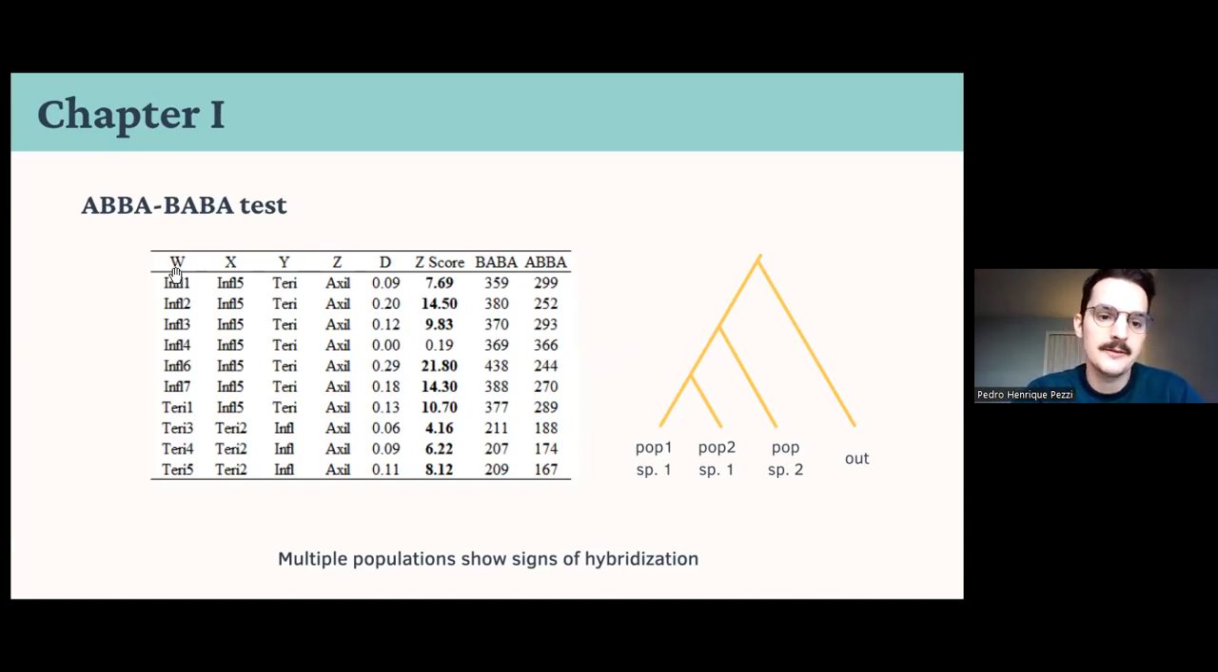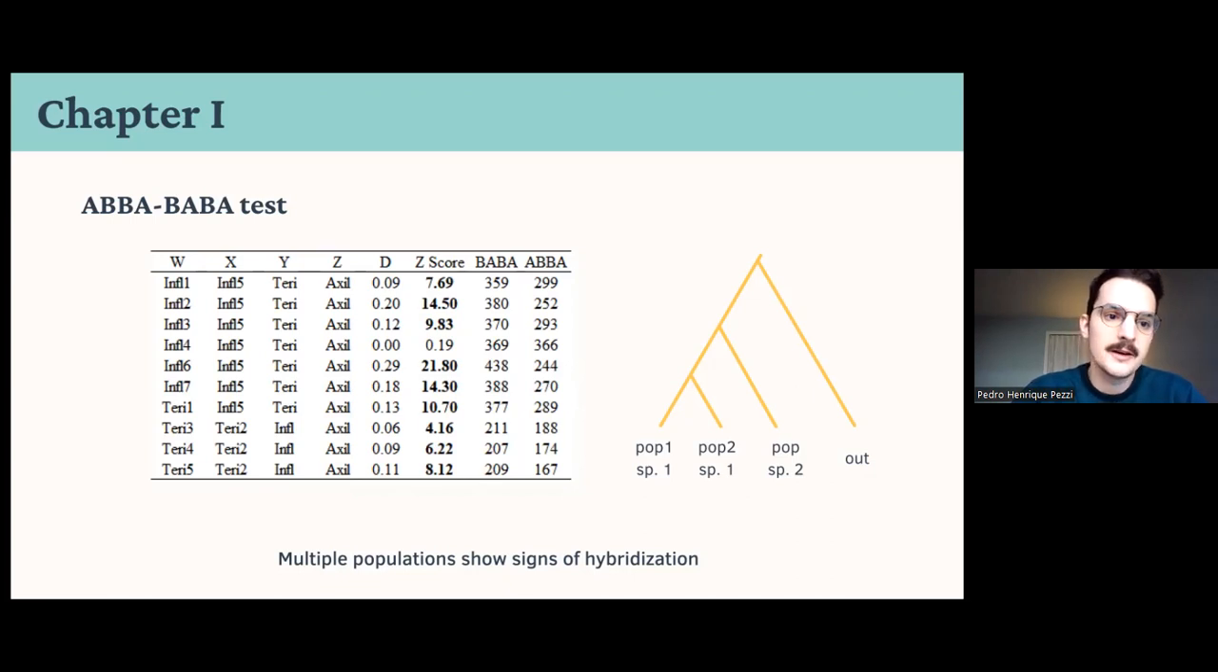So we did several combinations of populations to see what the value was, and we can see that several populations show signs of hybridization. So hybridization is widespread in this system. But the thing is, ABBA-BABA doesn't tell you the direction of the hybridization, the direction of gene flow.